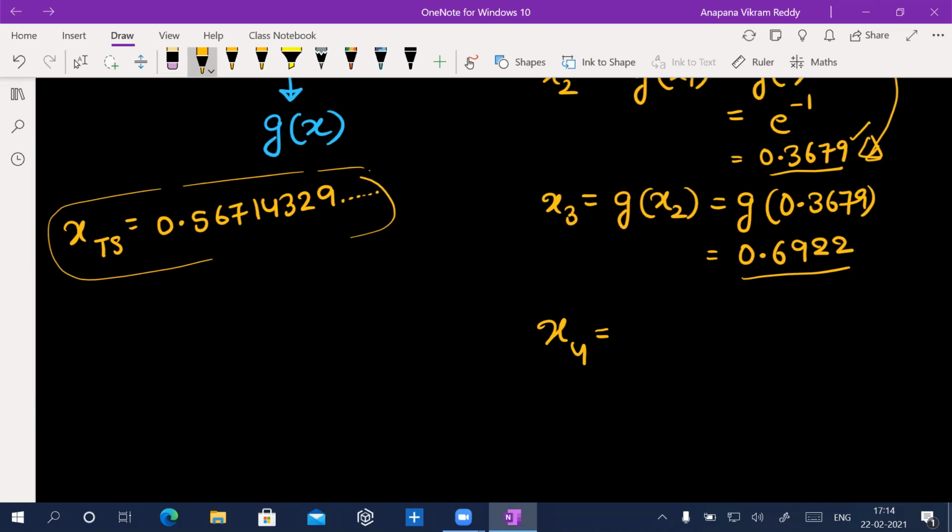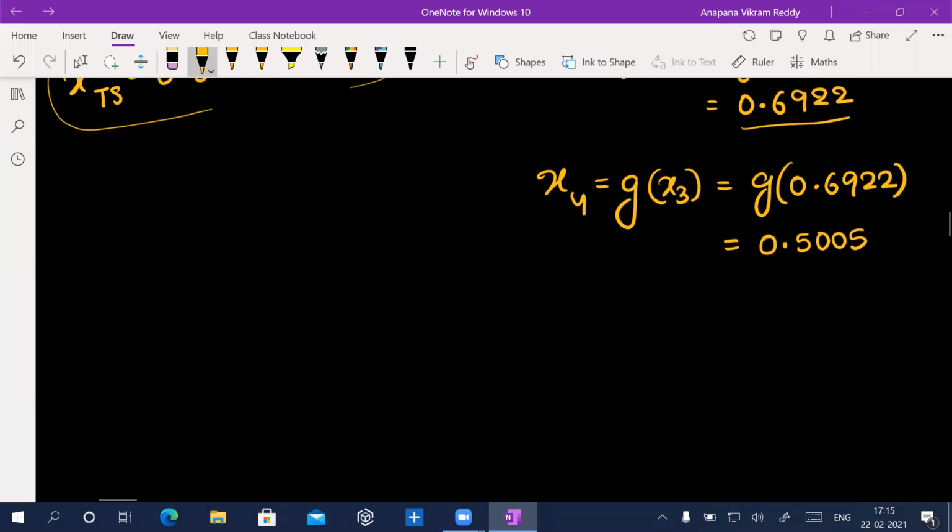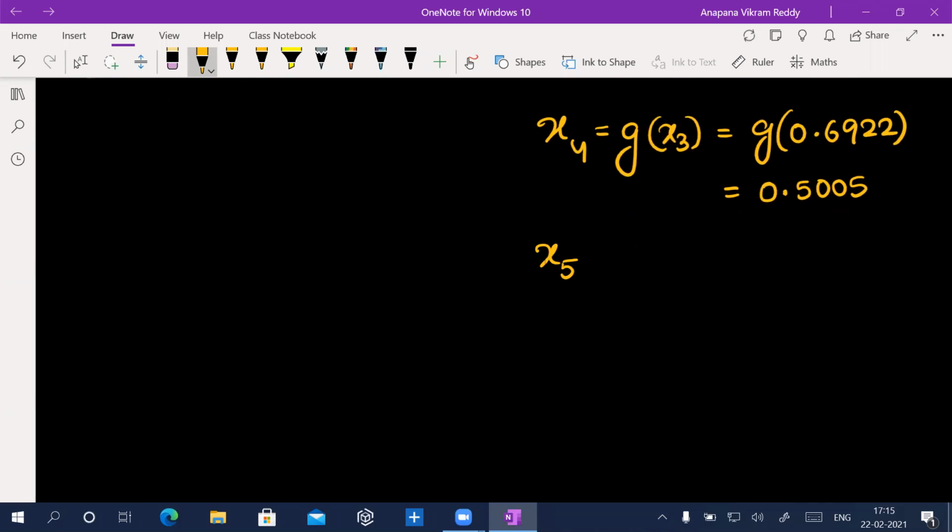So g of x3, therefore what you get now? g of 0.6922. Anyone? Did you get like this? 0.5005? Yes, sir. 0.5005. Now you're moving to the 0.5 zone. Now you take g of x4. If you take x4, again you will go beyond. You'll get 0.6062. This is a peculiar function you have like this.